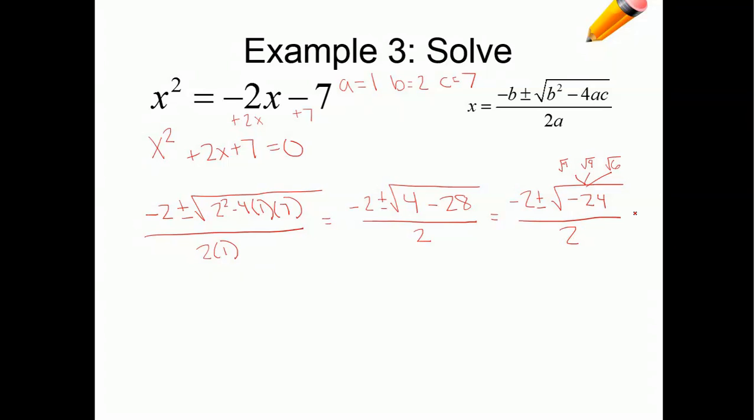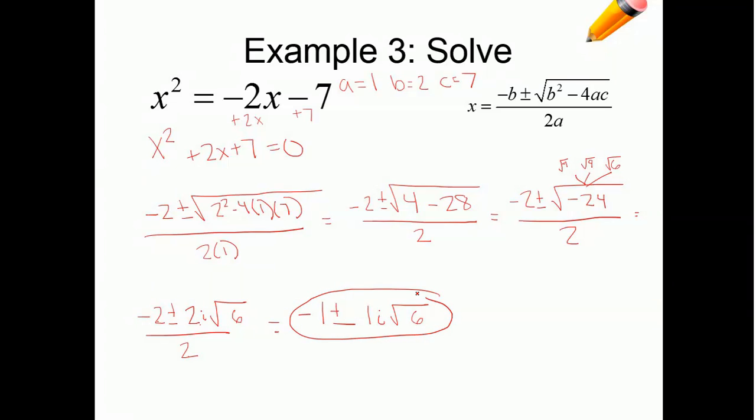So I know that this is going to simplify down to negative 2 plus or minus square root of 4 is 2, and I have an i because that's square root of negative 1, square root of 6, all over 2. Notice though, we have all 2's on the outside. So I get to simplify this down, like that. So my final answer, negative 1 plus or minus 1i square roots of 6.